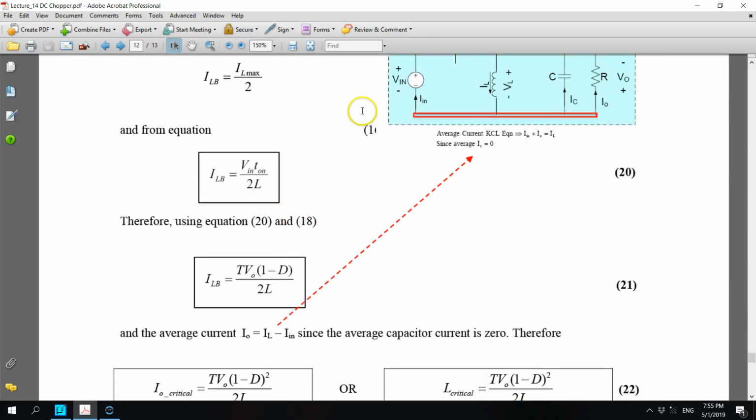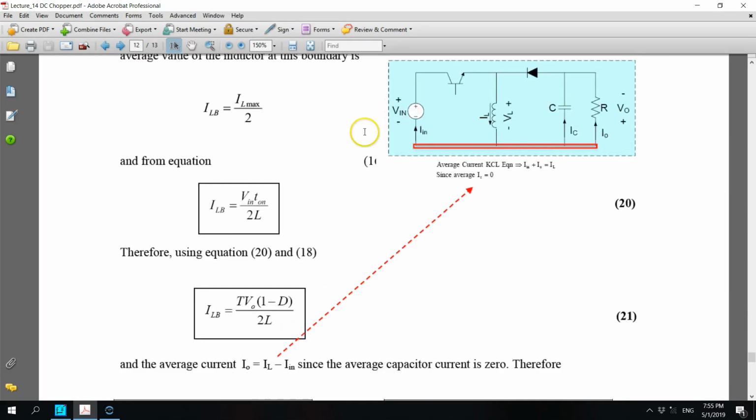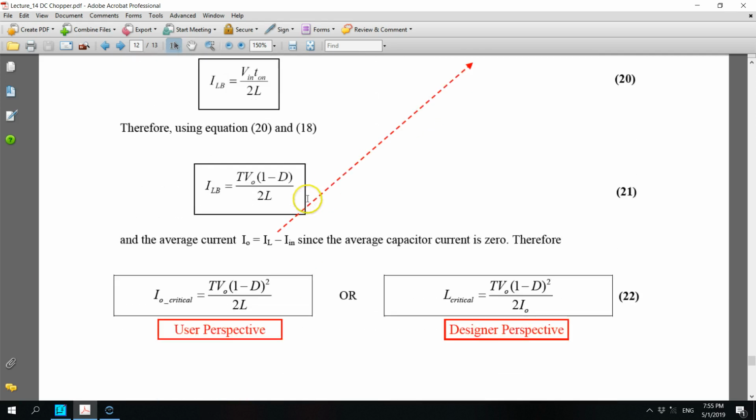Therefore, you can find that the average current equation, this is the average current equation, not the instantaneous current equation, is I in plus I naught equals IL. So you use that equation, and this is the average, I naught equals IL minus I in, since the average capacitor current is 0. Therefore, I naught critical equals T V naught (1 minus D) squared divided by 2L.